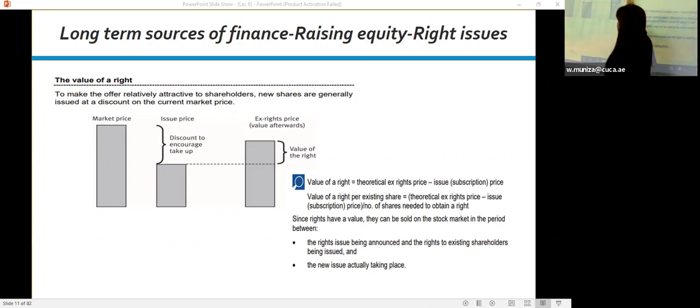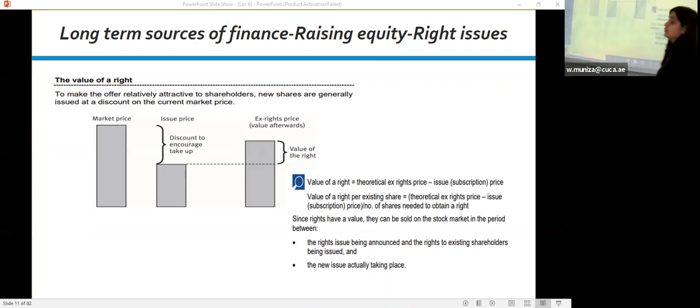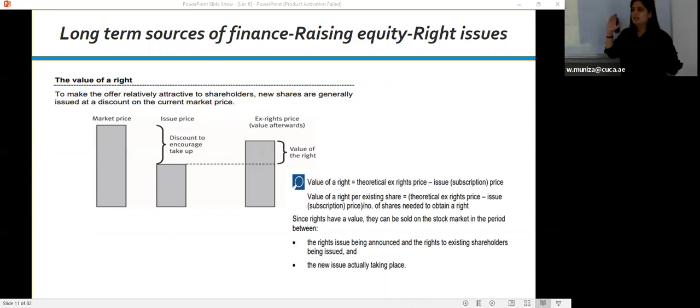So the value of right is basically what? It is the ex-rights price value afterwards, that is theoretical ex-rights price. So if you are required to calculate the value of right, it is theoretical ex-rights price minus issue price. From this total price, if you determine the issue price, this is the value of right. For the right issue, the price that you are paying is the issue price. So if you want to sell the right shares at this price, this is going to be the benefit for the person who is selling.